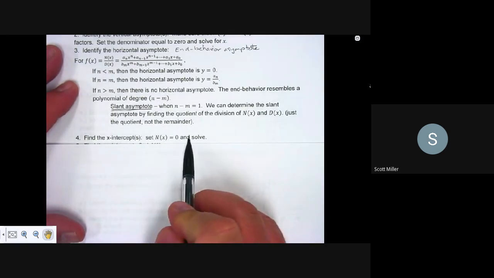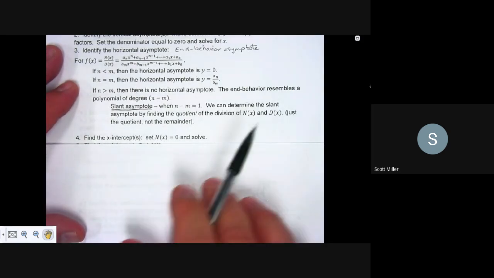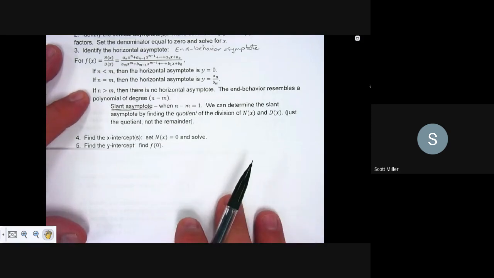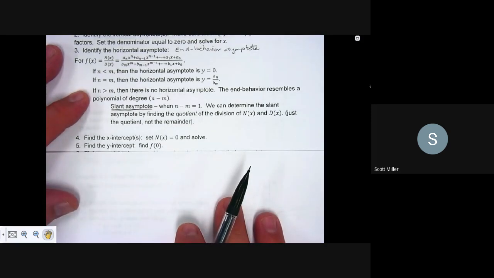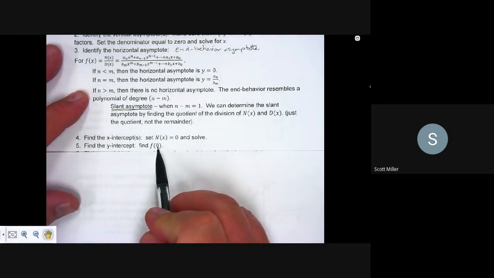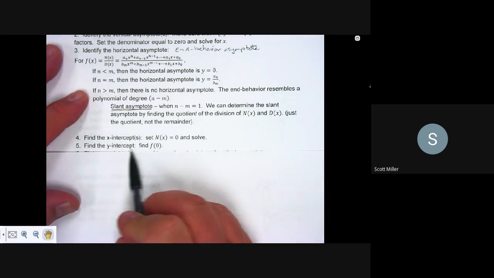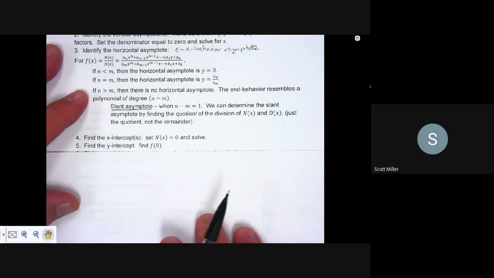Once I do that, I want to find the x-intercepts. Take the numerator, set it equal to 0, and solve that. That will be your x-intercepts, or the x values of the x-intercepts. Then find the y-intercept. There is only one, or maybe not one. But to find the y-intercept, you just simply plug in 0 for x and solve.